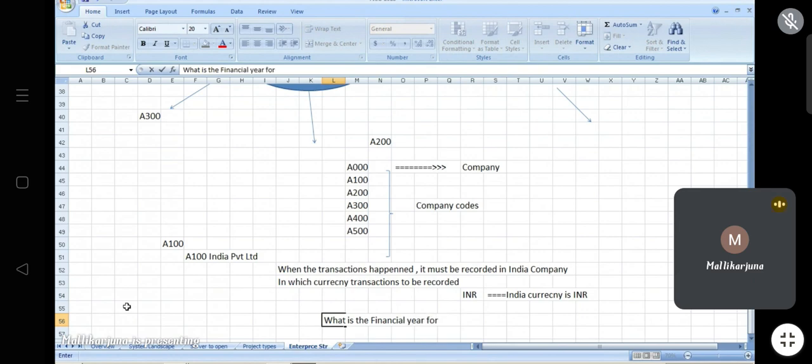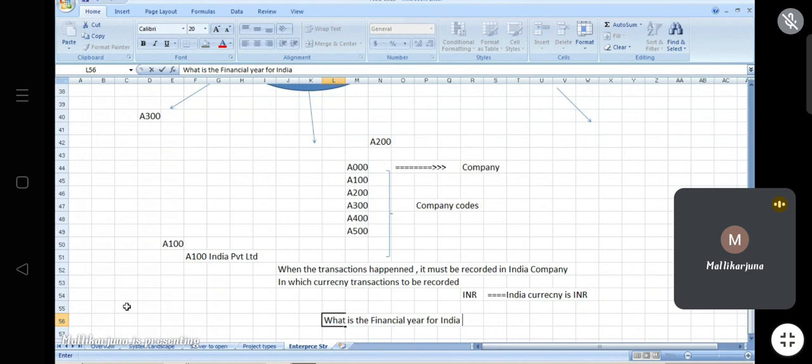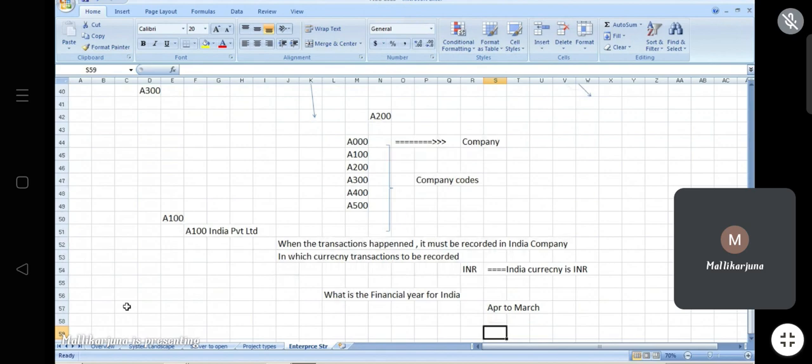Financial year for India or any country wherein the transactions happen. Because the India company or legal entity has to file financial statements to the respective regulators. Our India regulators are BSE or NSE. As per the India financial year, we follow April to March. So the transactions reported or recorded or booked in the India company code have the currency INR and follow April to March.